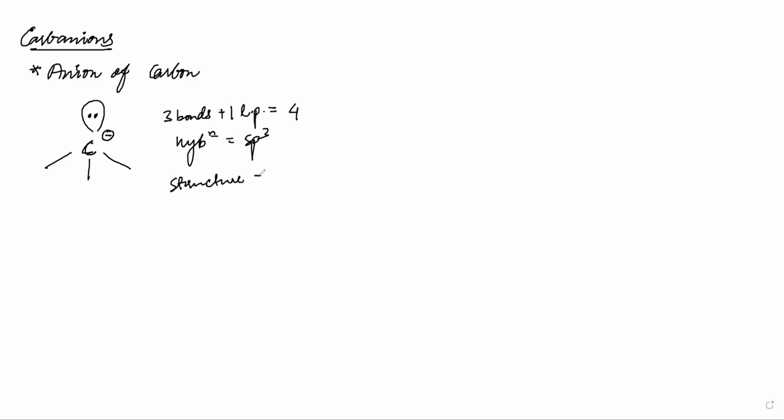And the other thing that we have to know is how it looks. A carbon having three bonds and one lone pair will have a negative formal charge. Also, three bonds plus one lone pair equals 4, so the hybridization is sp3, and the structure is pyramidal.